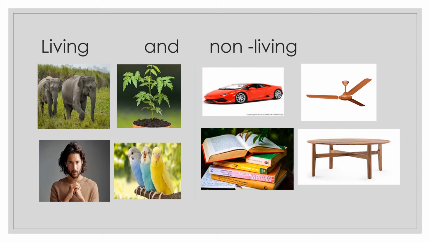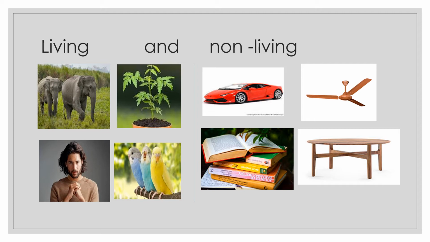So our first chapter in EVS is the living world. Now here on the screen you can see the images. On the right hand side we have a car, a fan, books and a table. And on the left hand side we have elephants, plants, a man and birds.